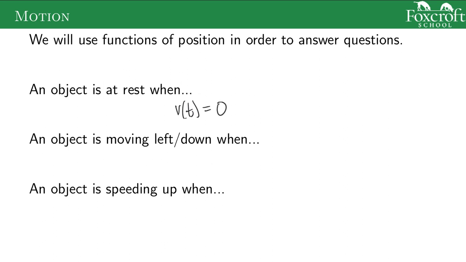When is the object moving left, down, whatever? If it's moving left or down, that means your velocity is negative. Like I said, velocity is different than speed because speed is always a positive number. Velocity can be negative, and if it's negative, it means you're moving in the negative direction. So if you're moving left and right, that's left. If you're moving up and down, that's down.